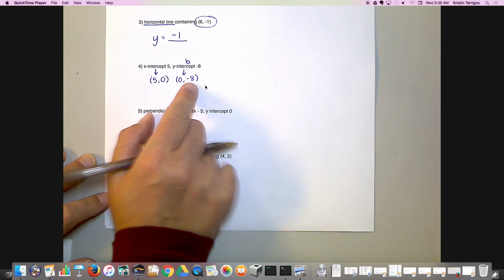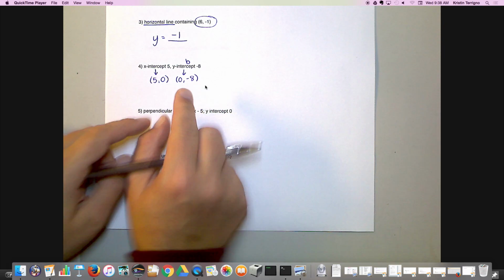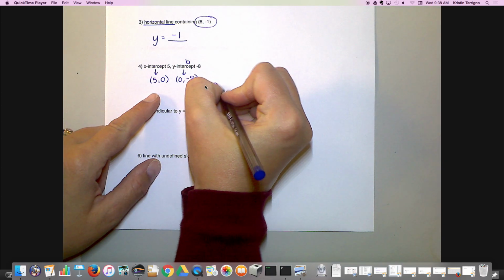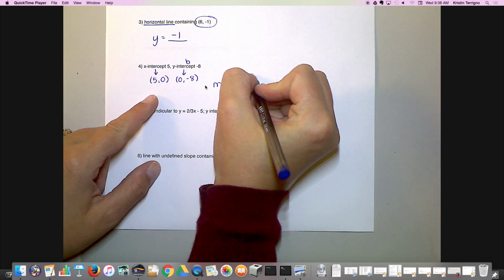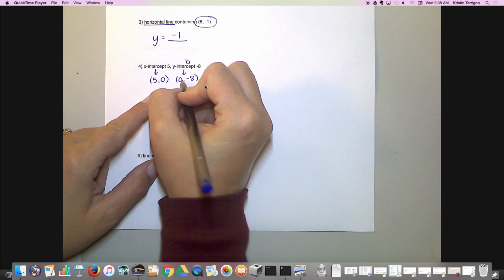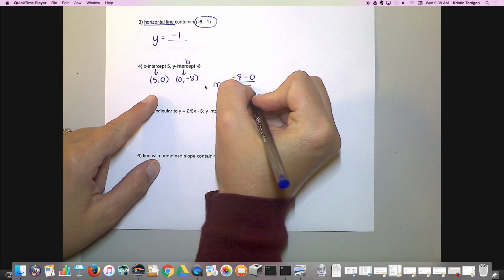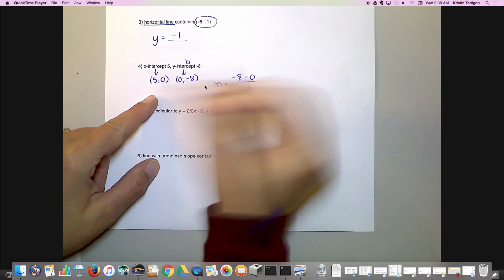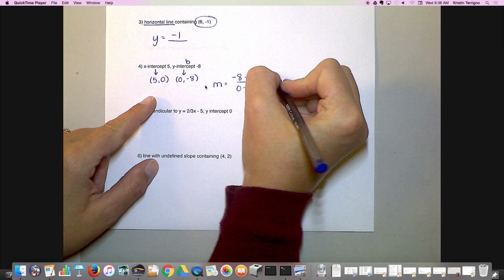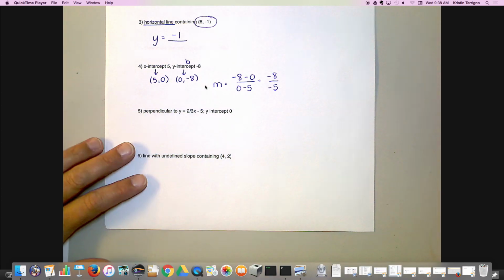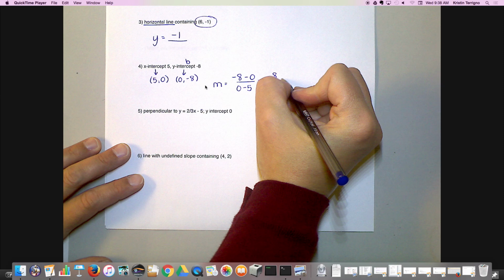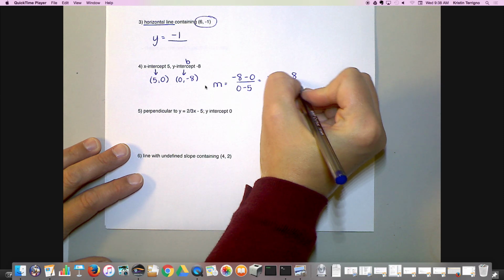And then I can do my y2 minus y1 thing, right? So I can do -8 minus 0 over 0 minus 5. Okay? Let's see, that's going to give me -8 over -5. Which is kind of ugly. I wouldn't actually divide that, but I would drop the negatives off of there. So I know that my slope is 8 over 5.